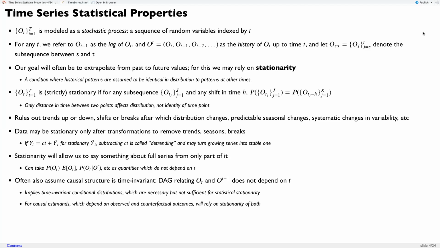So you can have, for example, a trending series where the outcome is growing by the same amount each period. And so that would be something where the conditional distribution is time invariant. It's whatever it was in the past plus 2, but it's not statistically stationary. And so for most causal estimands, we're going to be relying on stationarity of both observed and counterfactual outcomes, and so this will require both causal time invariance as well as statistical time invariance, and potentially the stronger property of statistical stationarity.